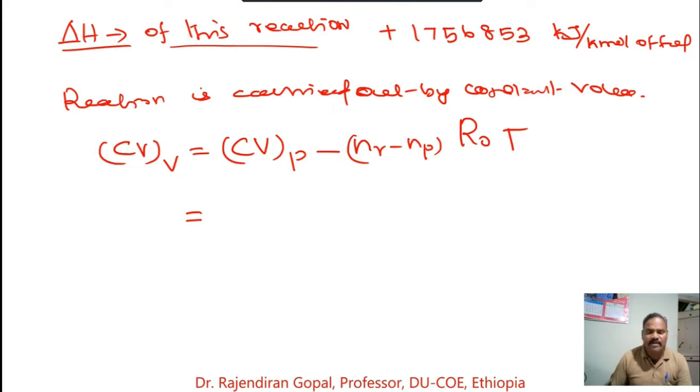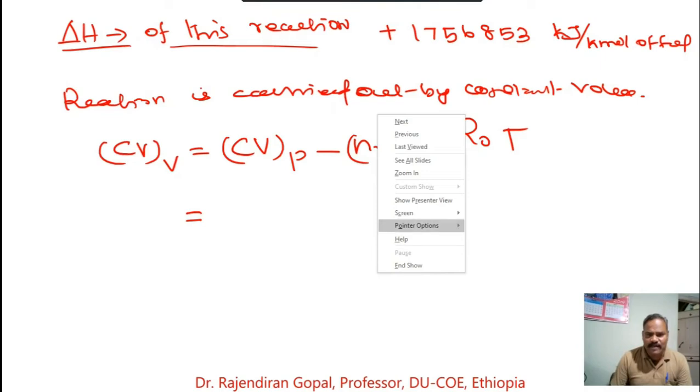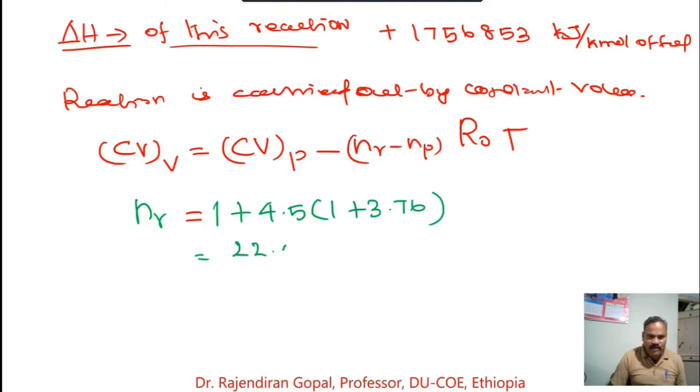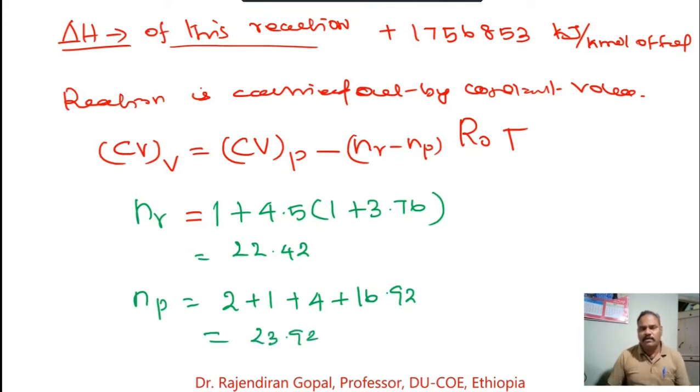Then we need to find out the number of product and the number of reactant. From that equation, the number of reactant is equal to 1 mole of fuel plus 4.5 moles of oxygen plus 4.5 times 3.76 moles of nitrogen, which is 22.42 kilomoles. Then the number of product is equal to 2 moles of carbon dioxide plus 1 mole of carbon monoxide, 4 moles of water plus 16.92 moles of nitrogen. It will give 23.92 moles of the product.